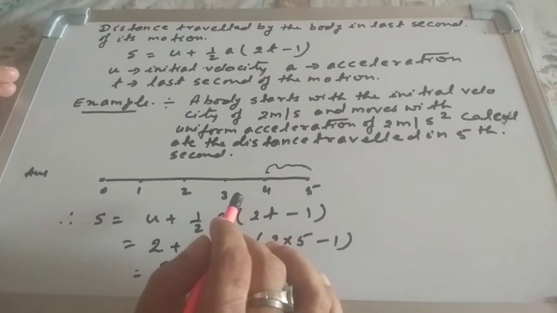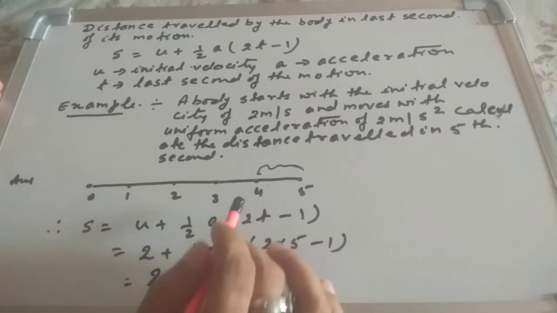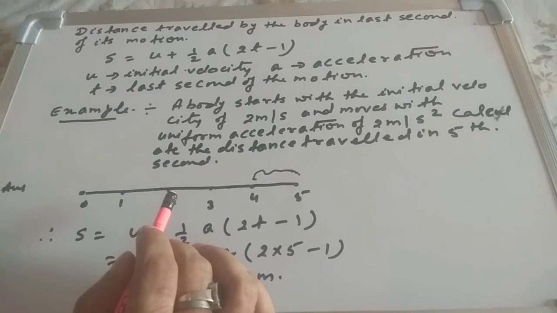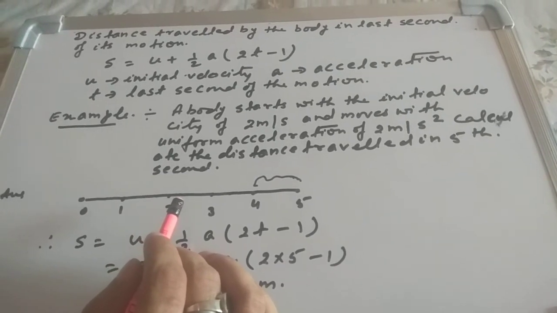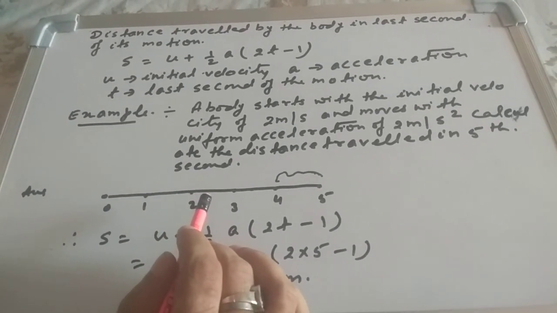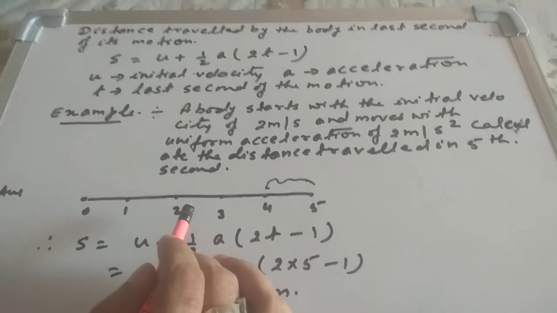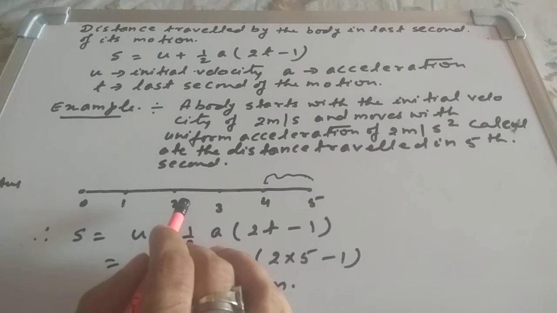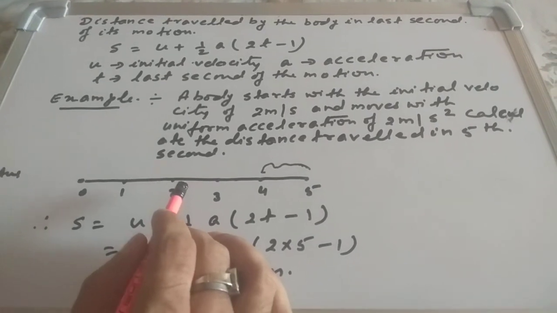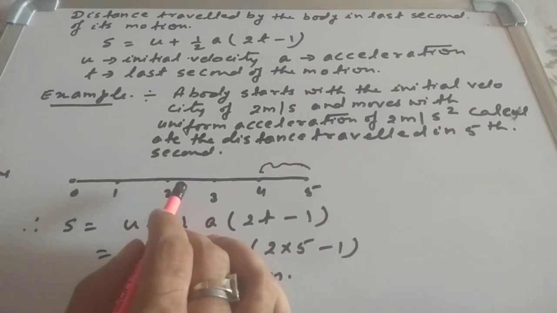Remember students, when you throw a ball upward, the distance traveled in the last second of its motion is always 5 meter. And when the ball returns from the highest point, again the distance traveled in the first second is 5 meter. This is the concept and you have to keep it in mind.